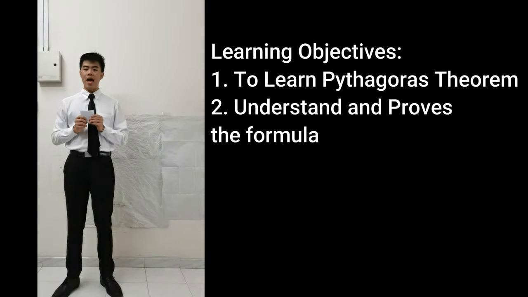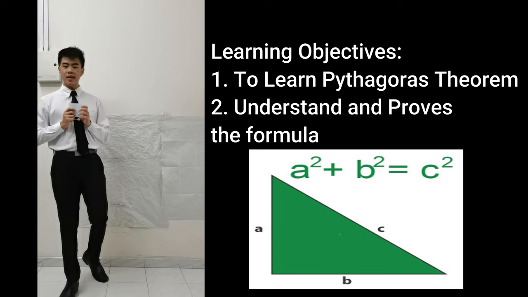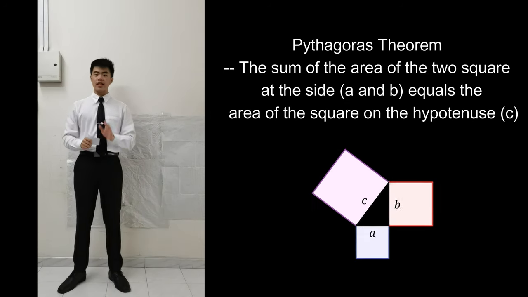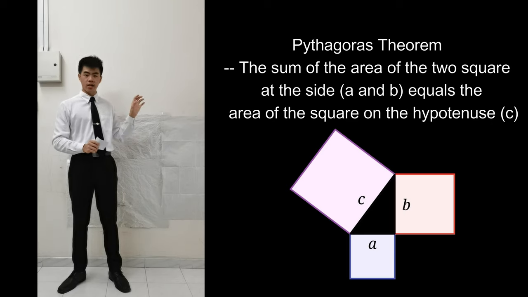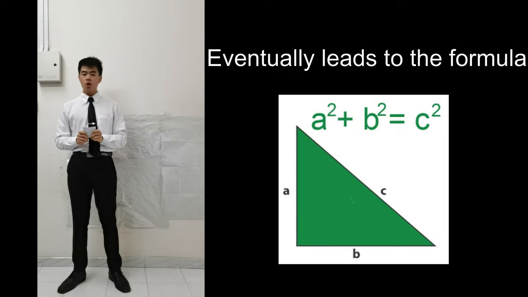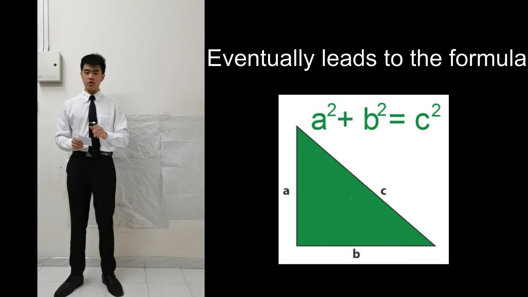Okay, welcome to the class. To start our day, we're going to introduce you to the learning objective, which is to learn the Pythagoras theorem and to understand and to prove the formula a squared plus b squared equals c squared. To make it simple, Pythagoras theorem is the sum of the two squares at the sides, which are a and b, which equals the area of the square at the hypotenuse, which is c. So this eventually leads to the formula a squared plus b squared equals c squared.